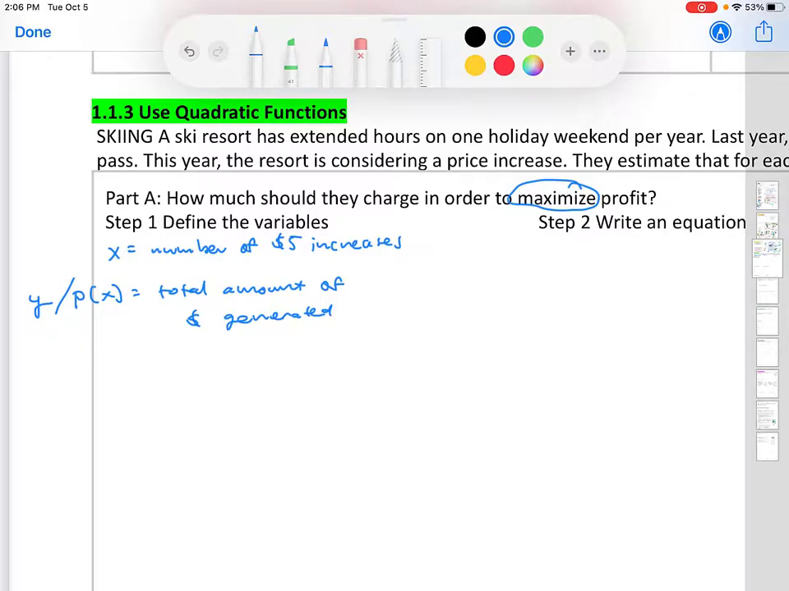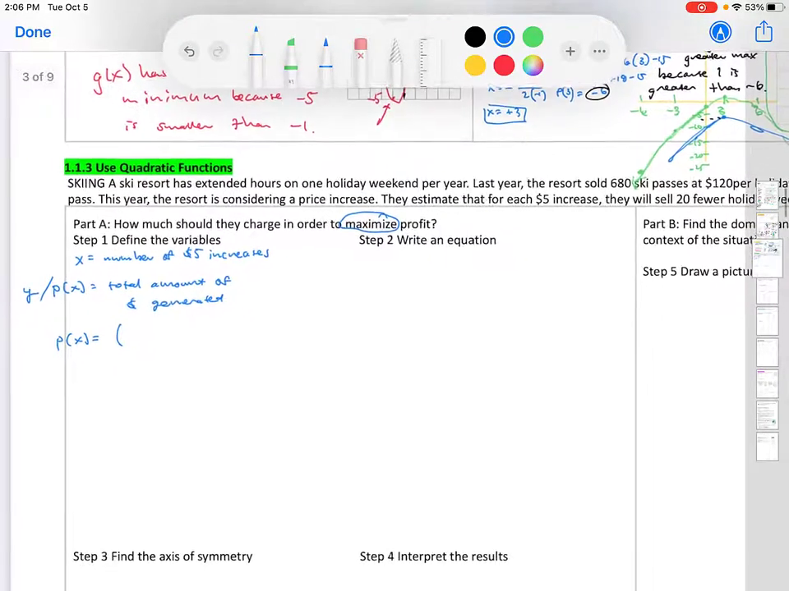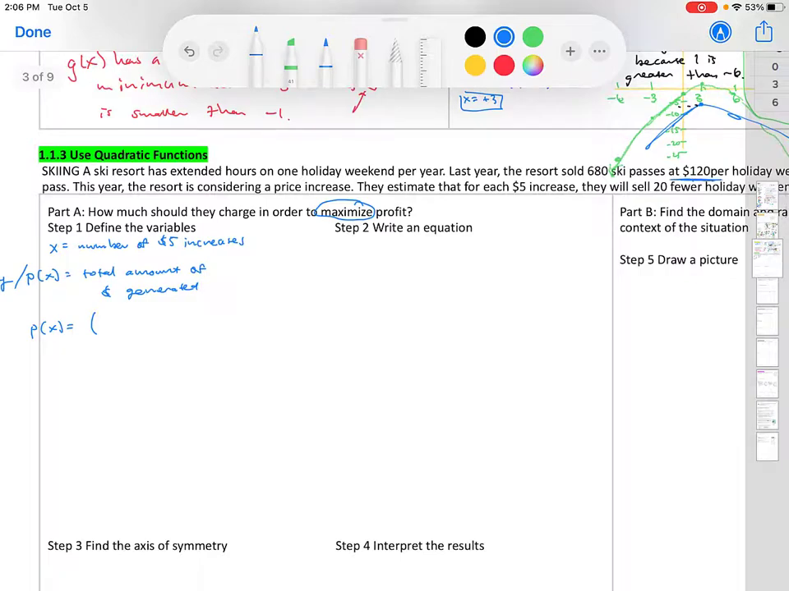Okay, so if I write an equation, P of x, and I say that P of x is equal to the price of each pass, which was $120. So a pass costs $120, but there is a $5 increase for the number of increases.